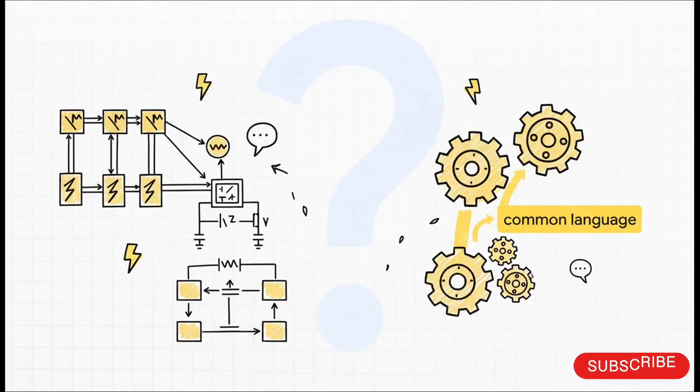Which really leaves us with a pretty fascinating thought, doesn't it? This whole idea of creating a common language is what allowed us to tame the power grid. So you have to wonder, what other ridiculously complex systems, things like our economy or even our own biology, what could we unlock if we just found the right language to describe them?